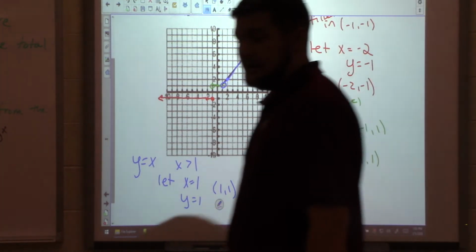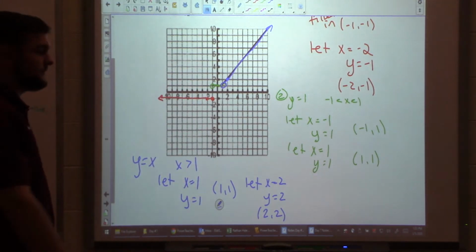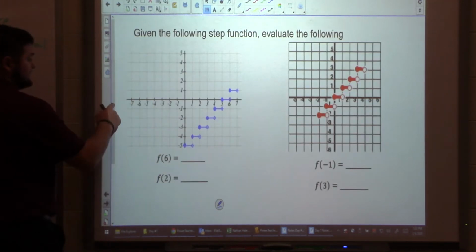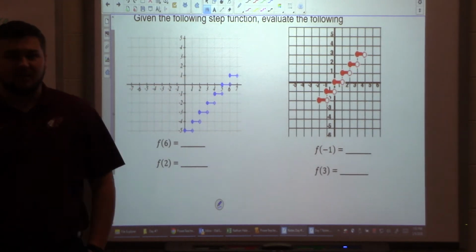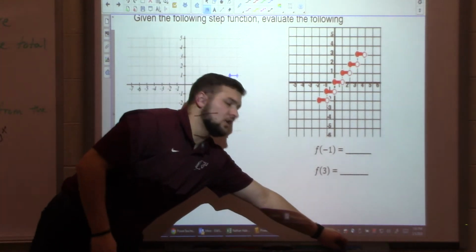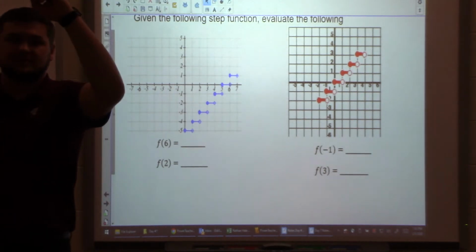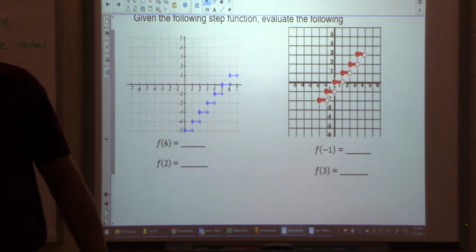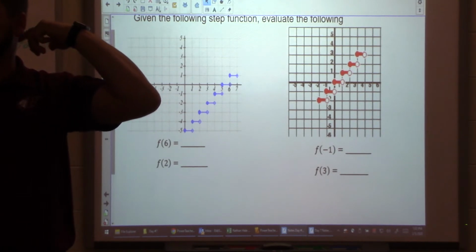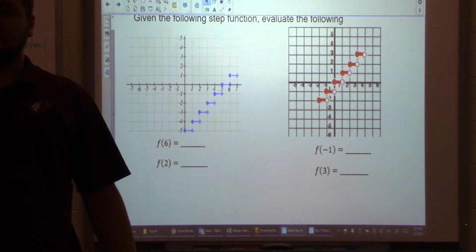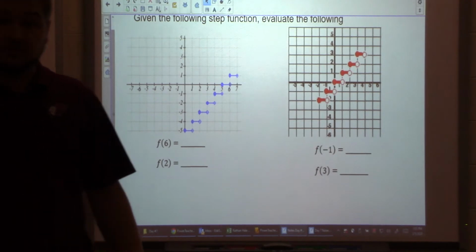Alright. The next thing we're talking about is step functions. Step functions look like this. It kind of looks like steps, right? So, what do we know about filled-in circles and open circles? The filled-in circles are like with the greater than or equal to. What's the really important piece there? The or equal to, right?